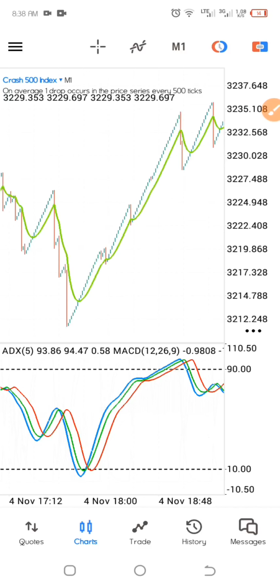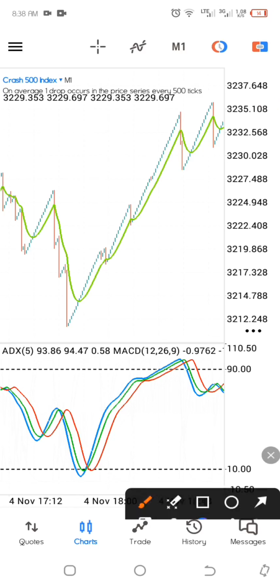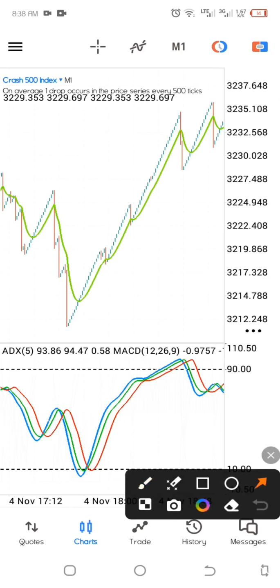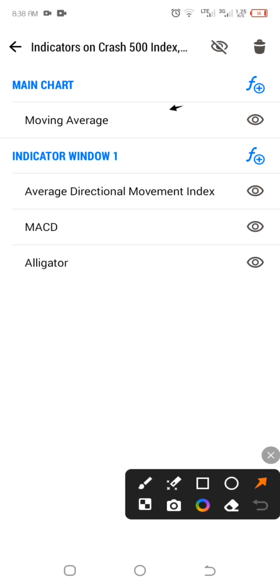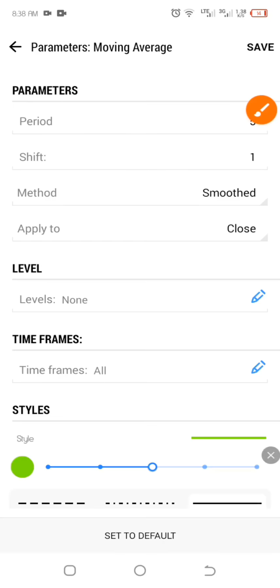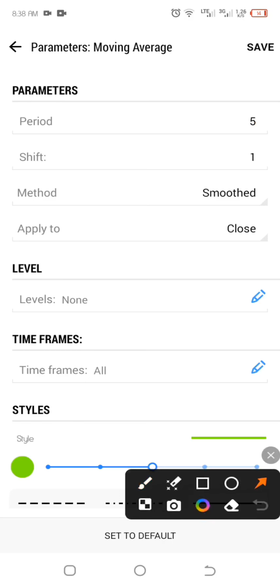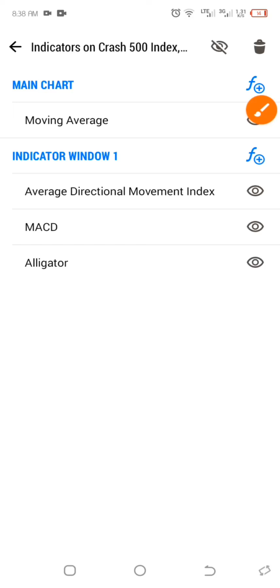So firstly, we are going to be discussing the settings, then we dive into how the strategy works. So what settings are we going to use? First thing you want to do is go to this icon you are seeing at the top. When you click on the icon, the first indicator we are adding is the moving average. You click on this main chart F plus, search for moving average, and these are the parameters. The period is 5, the shift is 1, method is smoothed, apply to close, and use any style of your choice, then click on save. So those are the settings you are going to be using for the moving average.